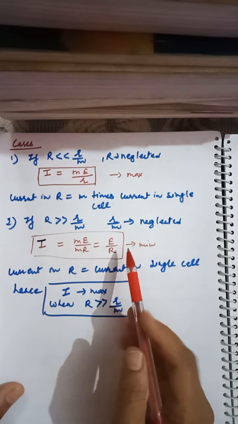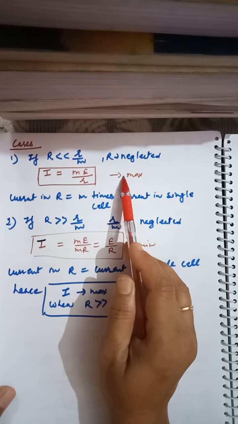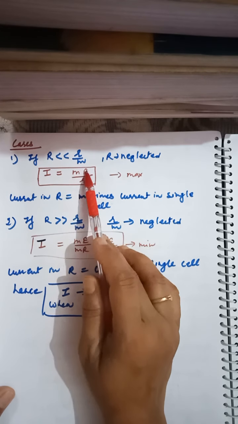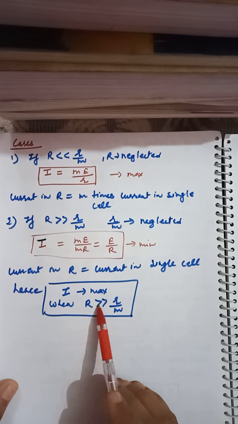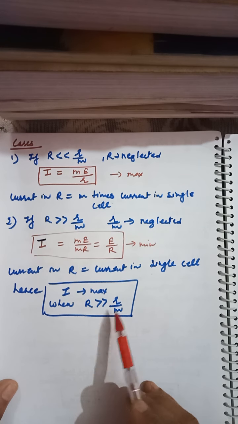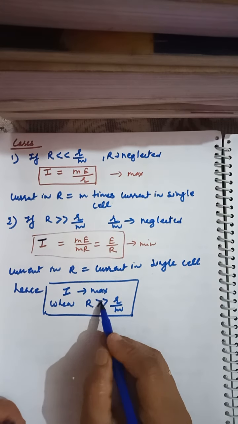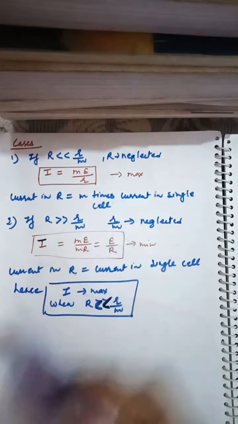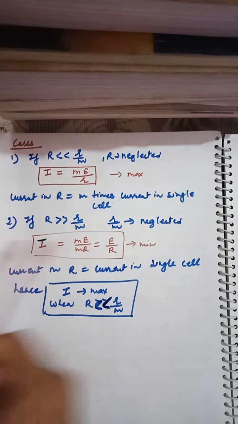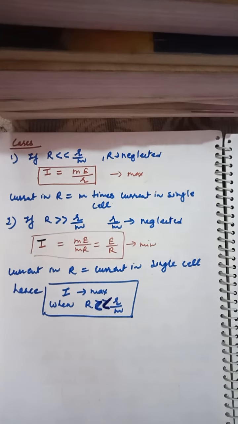Hence, in which condition will I be maximum? This is the condition in which the current is M times the current in the single cell. So I will be maximum when capital R is very much less than small r by M. So in this combination, this is the condition in which we have got maximum current.